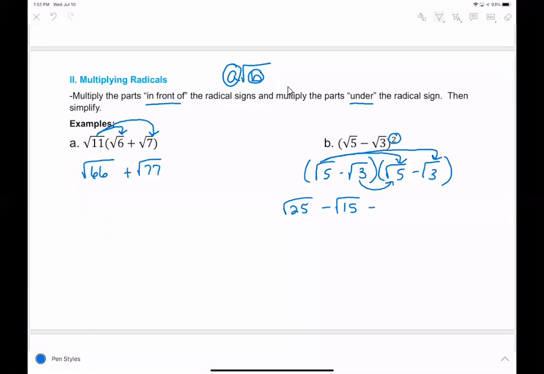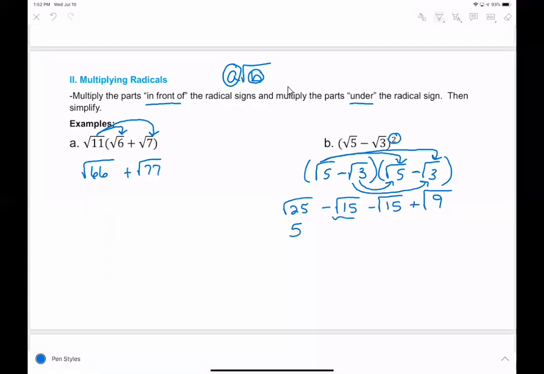Then we're going to come over here to the inner terms. That's going to give us a negative square root of 15. And then our last times last, a negative times a negative is a positive. Square root of 3 times 3 is 9. Now we're ready to simplify and combine like terms. The square root of 25 is 5.